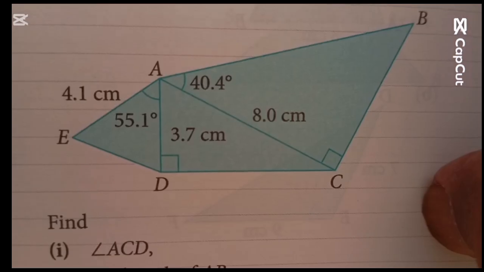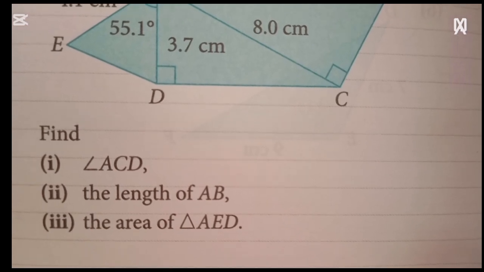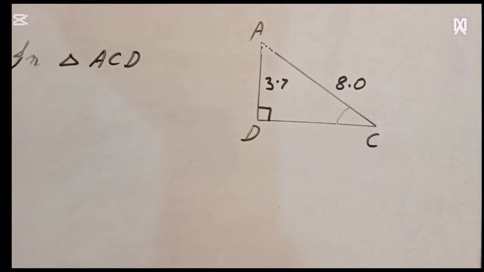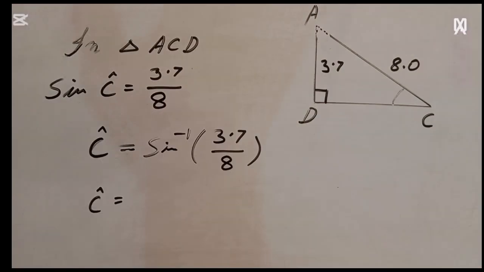Statement of question. Here is the figure of this question. Part 1. Find out angle ACD. Part 2. The length AB. Part 3. The area of the triangle AED. Now to find out the angle ACD in the triangle ACD, you know it is a right angled triangle. Sine of the angle C equal to opposite by hypotenuse. This angle C equal to sine inverse of 3.7 by 8, 27.5 degrees.